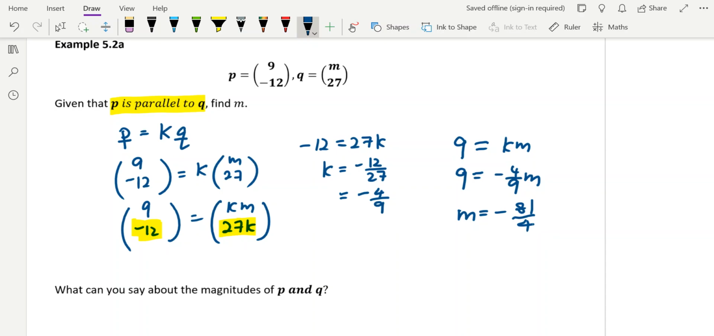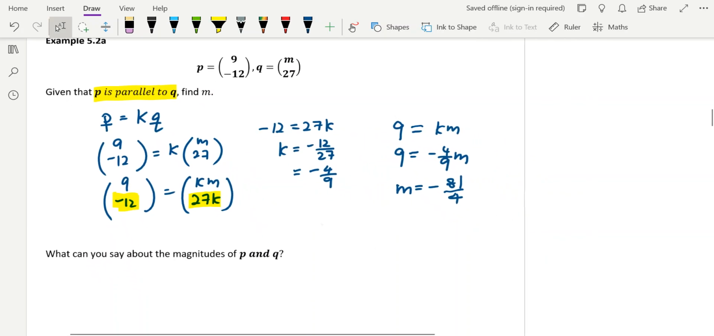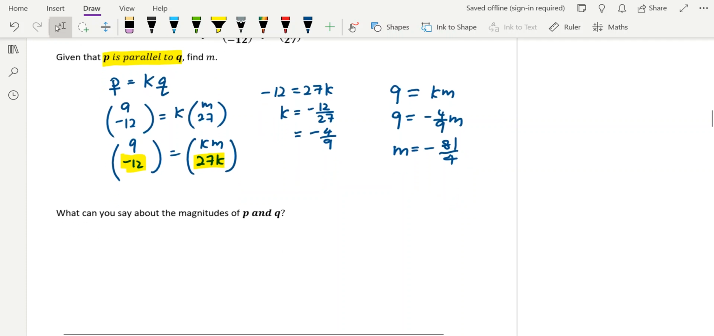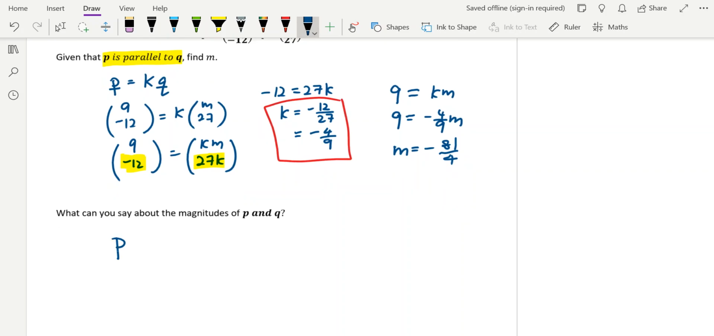Now, even if you have gotten M already, don't neglect the importance of K. We have found that K is equal to negative 4 over 9. At the very start, when P is parallel to Q, this means that P is equal to K times Q. We have also found that K is negative 4 over 9, so P is negative 4 over 9 times Q.